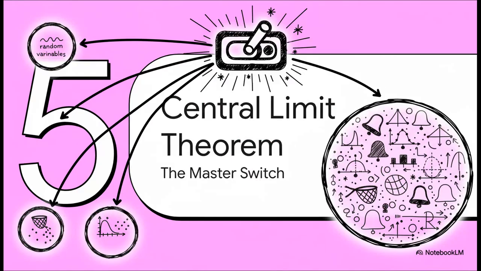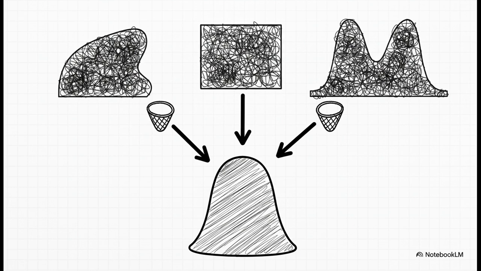Okay, we've built all the pieces. We have random variables, we have our distributions, and we understand sampling. Now it's time to flip the master switch that connects everything together. This is the Central Limit Theorem, and honestly, it's one of the most beautiful and powerful ideas in all of mathematics. Okay, listen closely, because this is incredible.